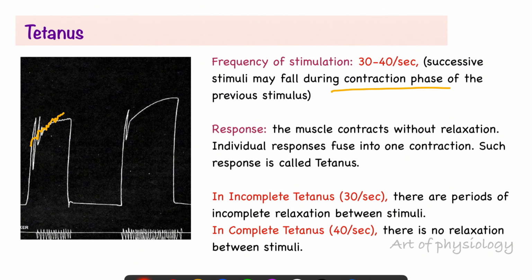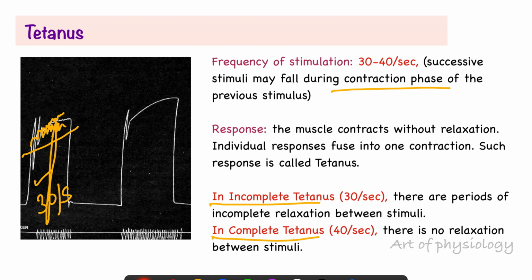And the force of contraction is more. But what about the relaxation period? Relaxation is inadequate. So according to that, we have two types of tetanus: incomplete tetanus and complete tetanus. In incomplete tetanus, we are giving 30 stimuli per second. Here there will be relaxation, but it is incomplete. You can see here it is coming to relaxation, but it is not coming to baseline. So this is called incomplete tetanus because of the incomplete relaxation.